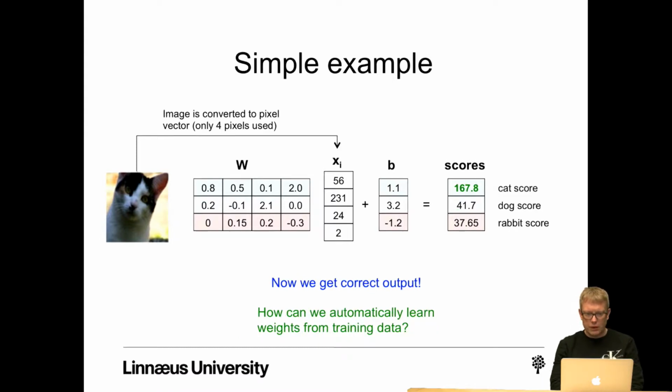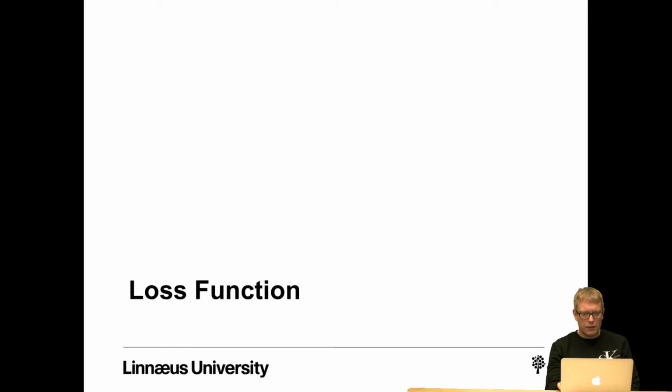So if we modify the weights slightly, or learn the weights, we perform the matrix multiplication plus bias addition, and we get a new scores vector. And now the highest value is on the first position, which corresponds to a cat, and now we get the correct output, since this is obviously a cat. So the question is, how can we automatically learn weights from the training data? And this is where we need the loss function.